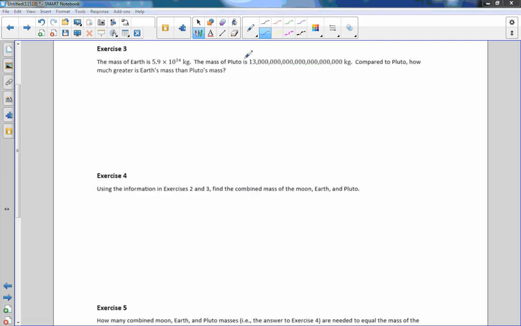Exercise 3 says the mass of the Earth is 5.9 times 10 to the 24 kilograms. The mass of Pluto is this really big number in kilograms. Compared to Pluto, how much greater is Earth's mass than Pluto's?